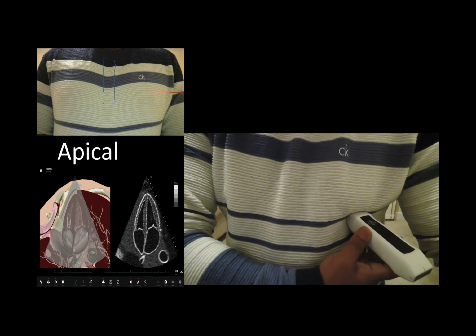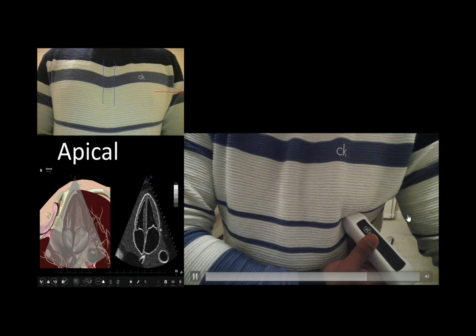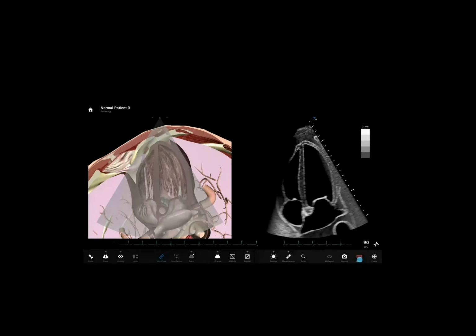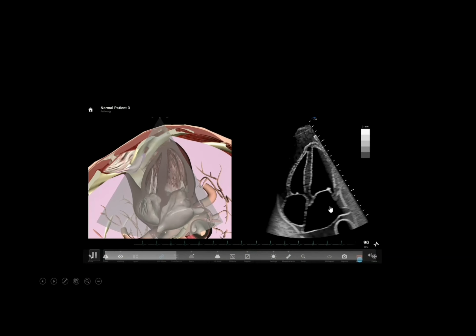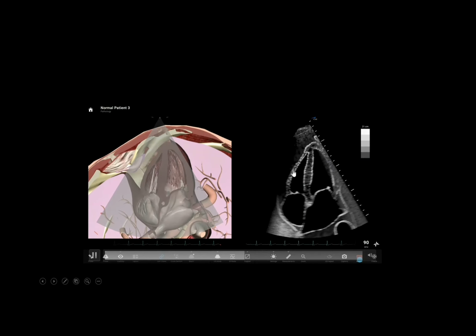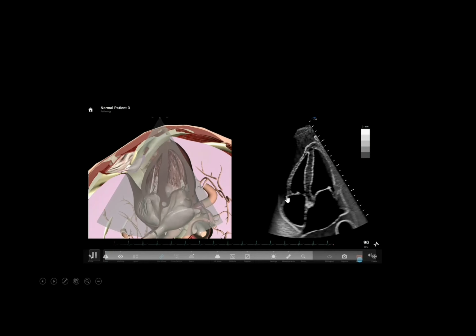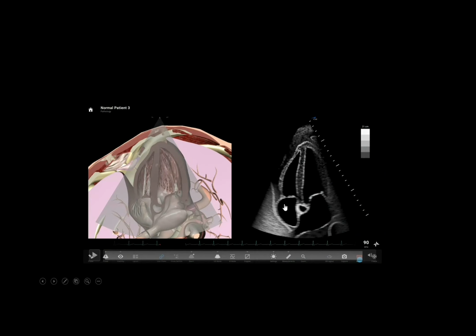The four-chamber view, probe marker towards the left side of the patient. Left ventricle, left atrium, right atrium, and right ventricle. The radial contractility of the RV is not seen well here, and placing the M mode cursor here, you can calculate TAPSE, which is the tricuspid annular systolic excursion.